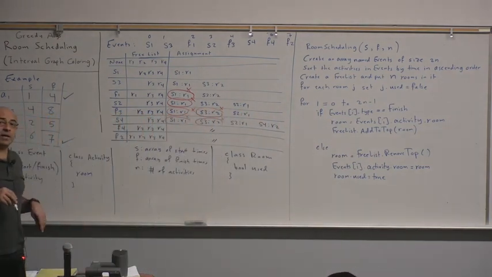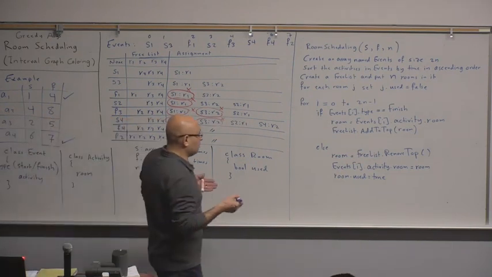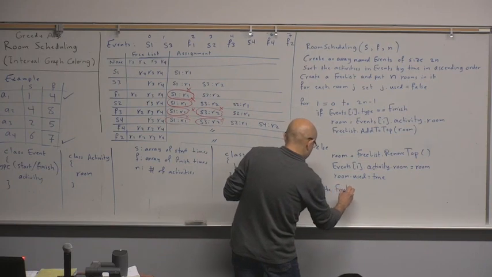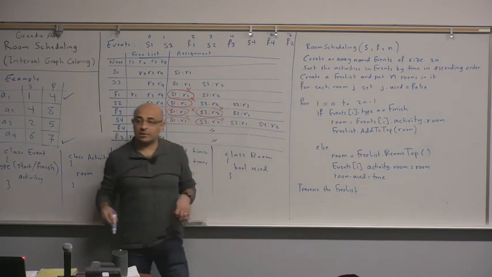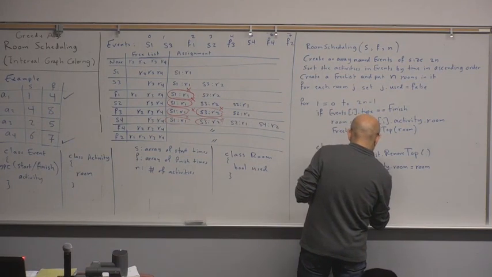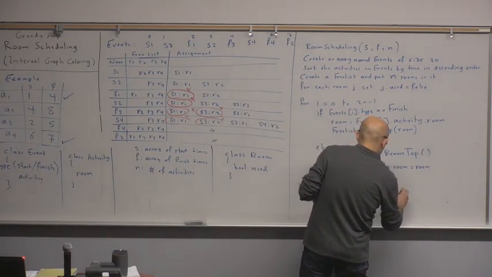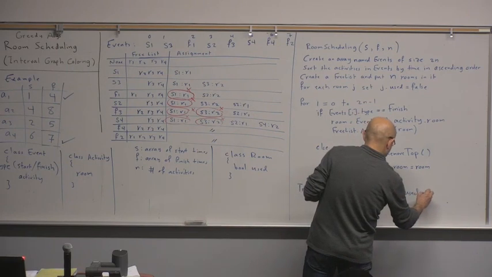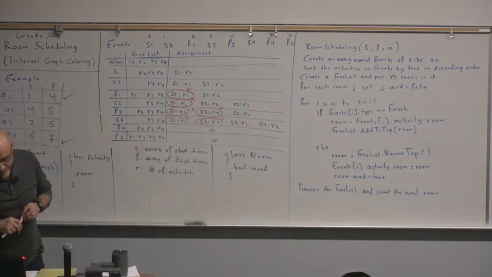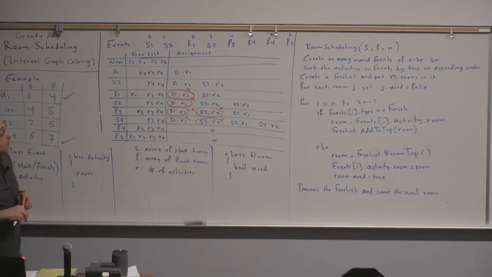And then at the end you will have to scan the rooms, traverse the list of rooms, and count the rooms that have been used. Okay, so now traverse the free list. Of course, at the end, the free list will have all the rooms in it, right? Traverse the free list and count the used rooms. Okay?